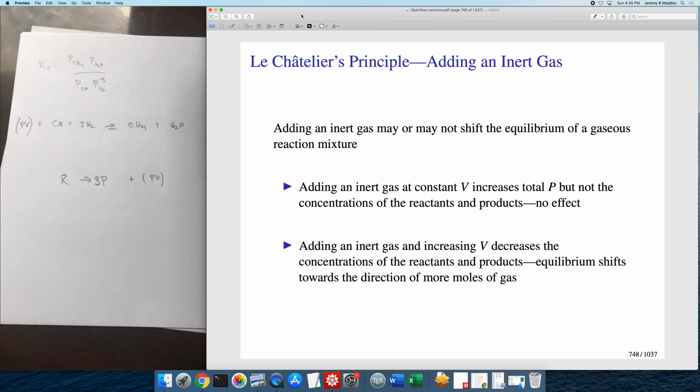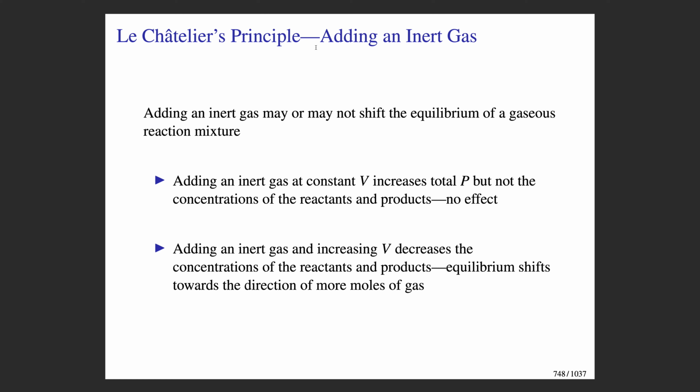There's another way to change the pressure in a reaction mixture. You could also add an inert gas. That is, you can pump in something like helium or argon, something that won't react with any of the species. And what that's going to do is increase the pressure inside the vessel. Now there's two ways in which this can be done. Either you've got a rigid vessel, a rigid container, in which case adding the inert gas will have no effect on the equilibrium mixture, and that's because the volume cannot change if the container is rigid.